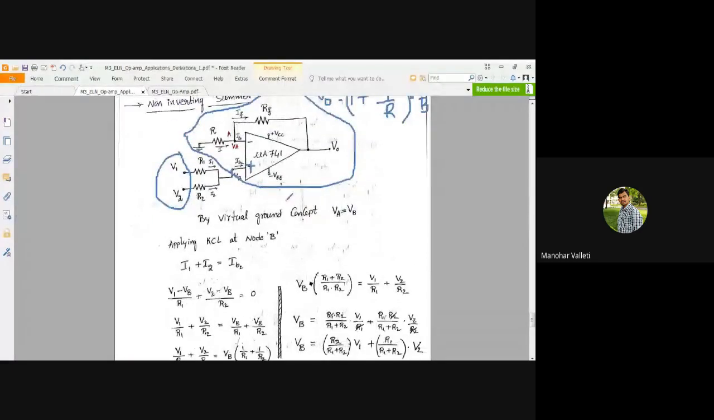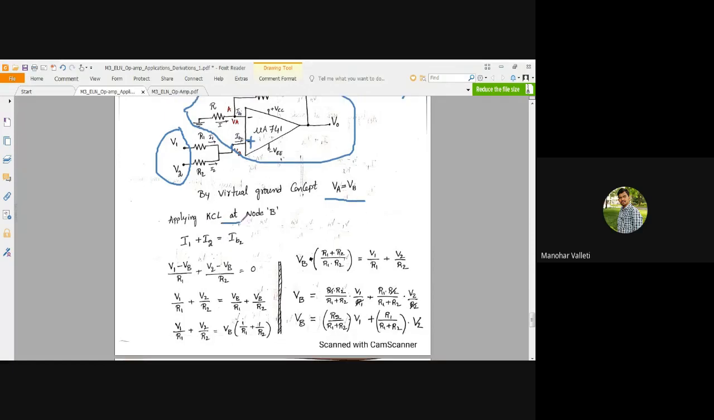Here I just followed the general way of deriving. Based on the virtual ground concept, VA equals VB. First, I want to find out VB. VB is not connected to ground anywhere, so I need to find VB first. To find that, I will apply KCL at node B. This is node B.